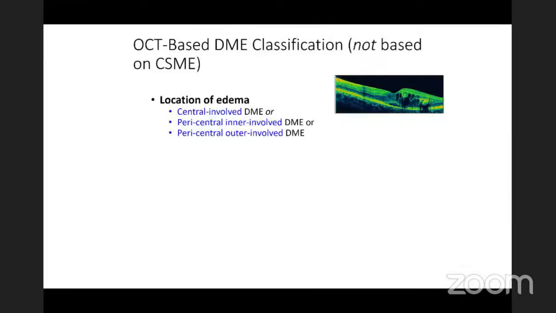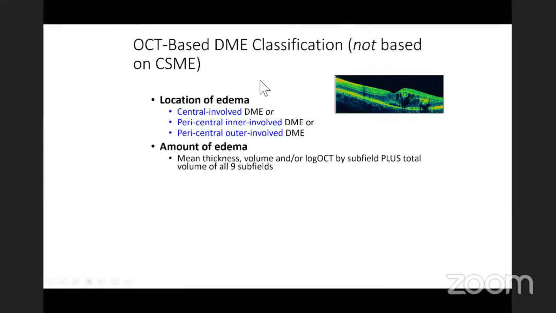I would also like to highlight what is called the OCT-based classification of DME, which is not based on CSME, and which essentially means that this is something that we follow nowadays in our clinics, where we would like to call the edema as either center-involved DME, when it is involving the central 1 millimeter, pericentral inner involved DME based on the ETDRS inner circle, or pericentral outer involved DME.